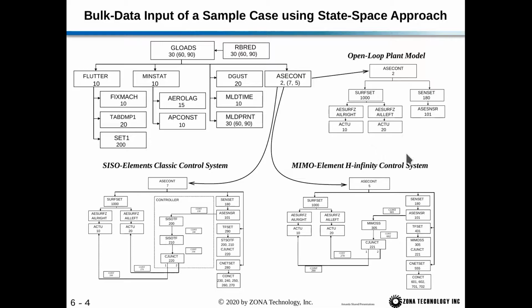For an open loop plant model, we have an ASC controller only referring to the SURFSET and SENSESET, which define our control surfaces and sensors. So in this case, we have no control system feeding back to the system. The new cards: we have the D-Gust card to define the gust parameters, and then we have the MLD Time card to define the time parameters of time integration during simulation, and the MLD Print card to output parameters of interest from the time simulation.